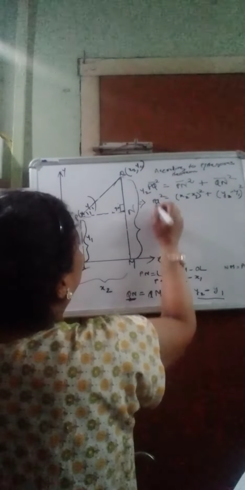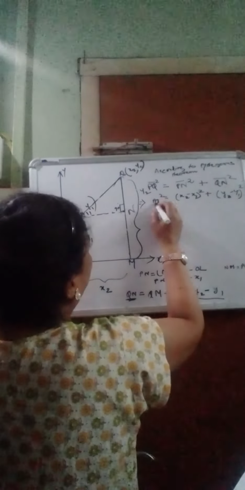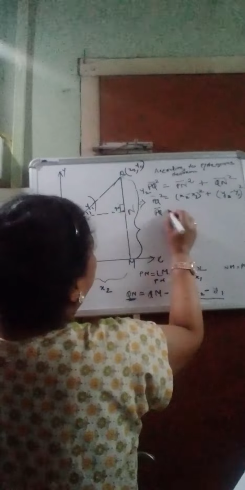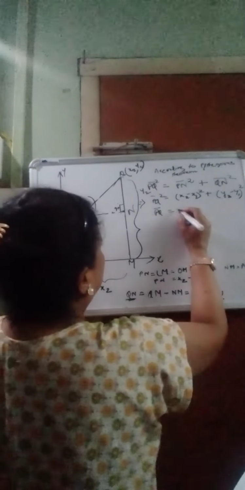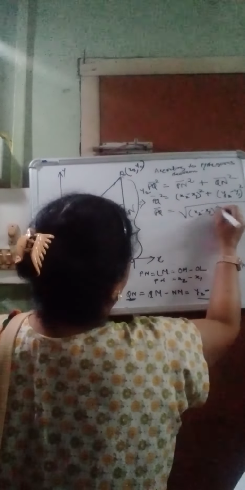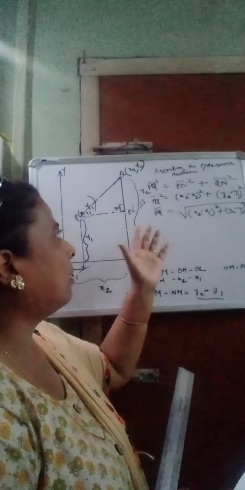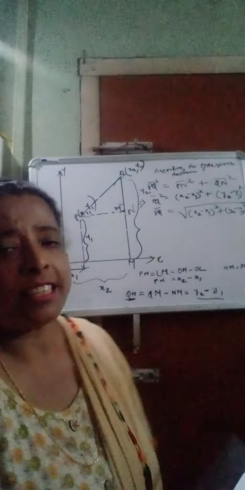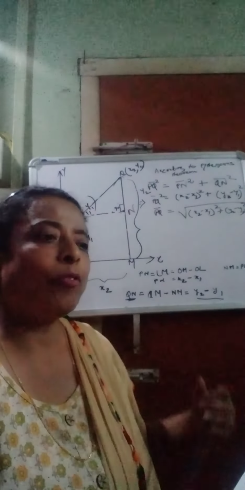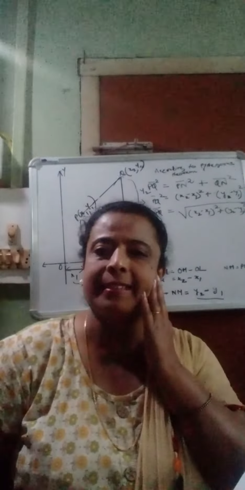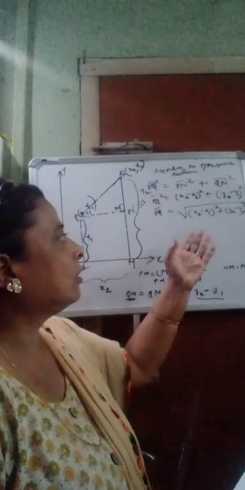Okay. So now I will remove the square of PQ. When I remove the square, it becomes the square root of x2 minus x1 whole square plus y2 minus y1 whole square. So this is the basic formula of the distance between 2 points.